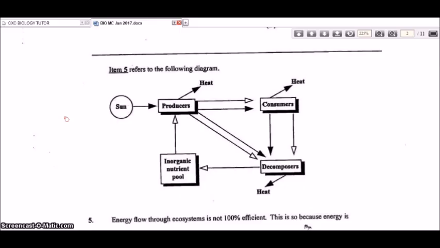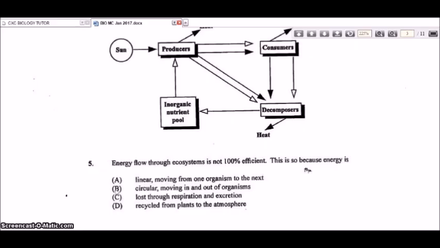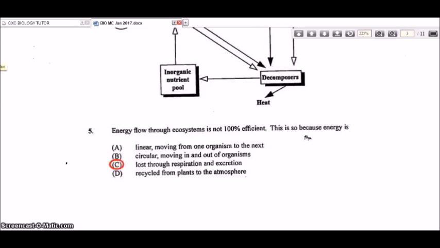Item 5 refers to the following diagram. Energy flow through ecosystems is not 100% efficient. This is so because energy is. So the answer for that would be C. The energy is lost through respiration and excretion. So you have less energy being available at higher trophic levels.